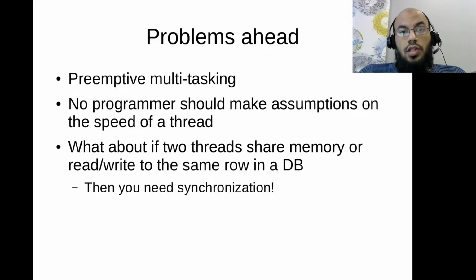As we said, you should never make assumptions on the speed of your thread, and you should also not make assumptions, if 2 threads share memory or some resource, about who writes first or reads first, unless you explicitly implement this in your program. And we will talk quite a bit about synchronization, about things such as locks and semaphores and so on in the operating system and in concurrent programming.